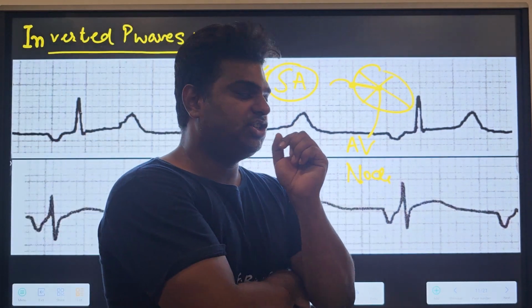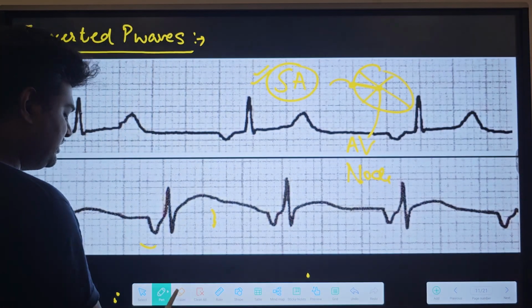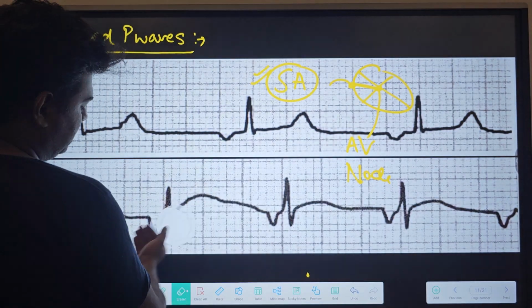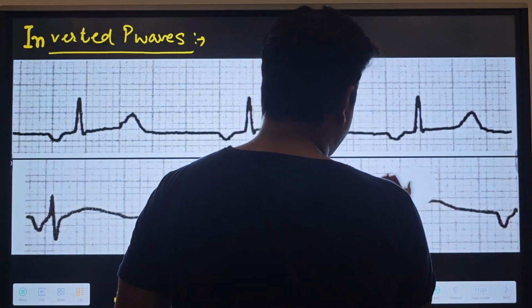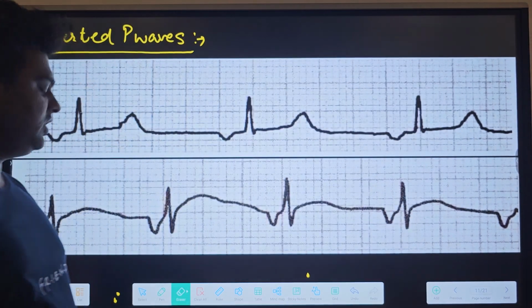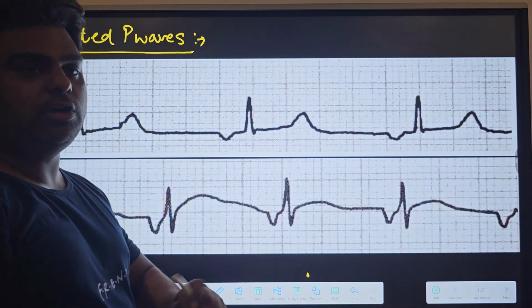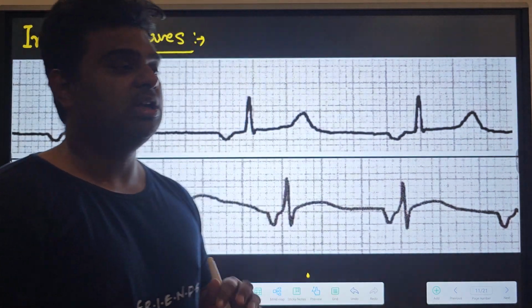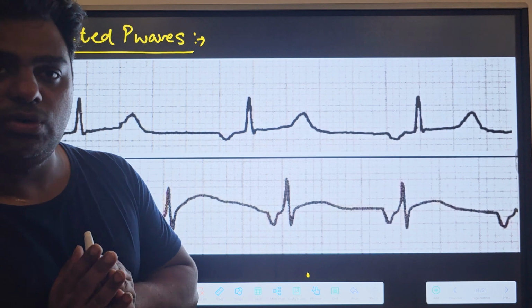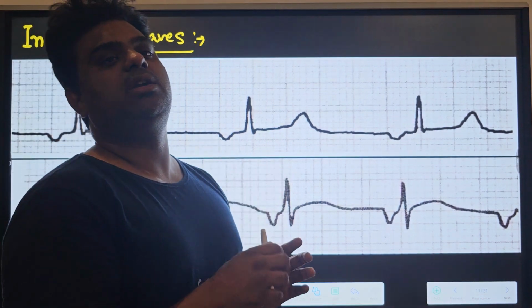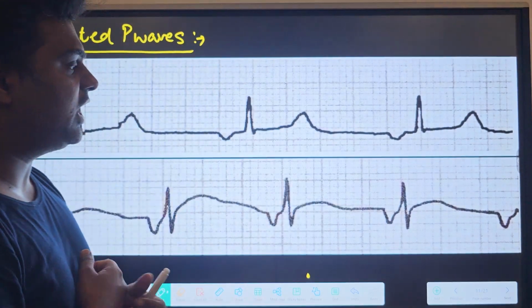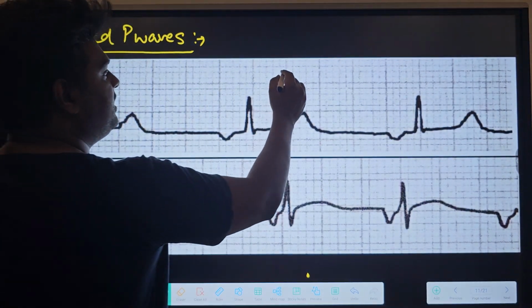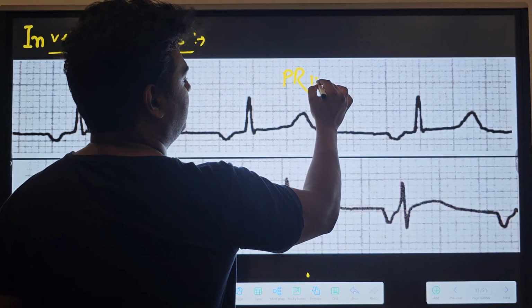Now you have to differentiate whether this rhythm is produced by the AV node or from the atrium, somewhere between the SA node and the AV node. How will you differentiate between these two? For that you have to see the PR interval.